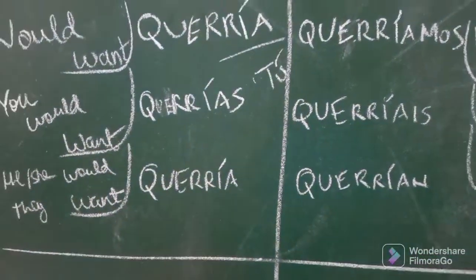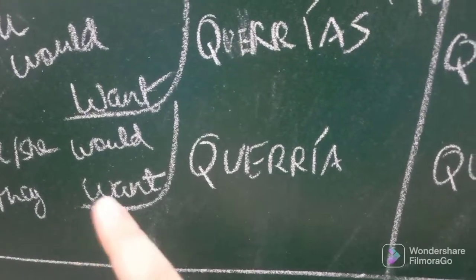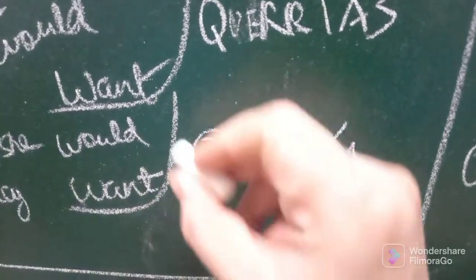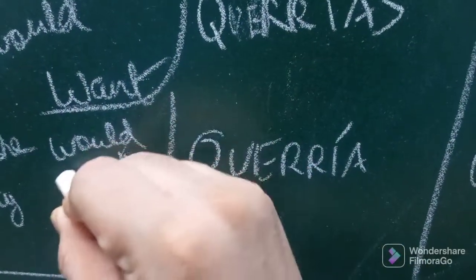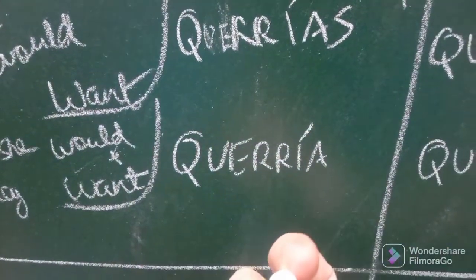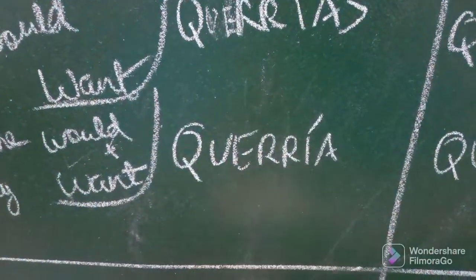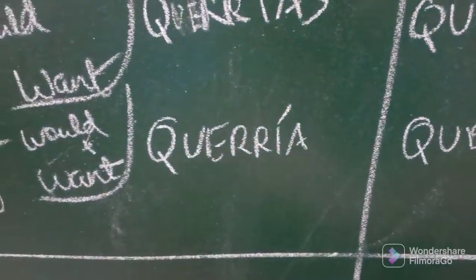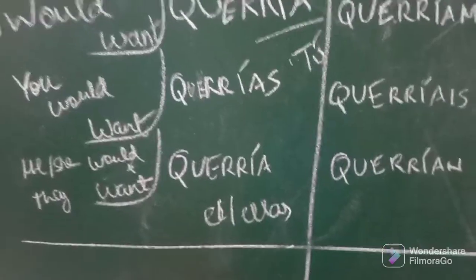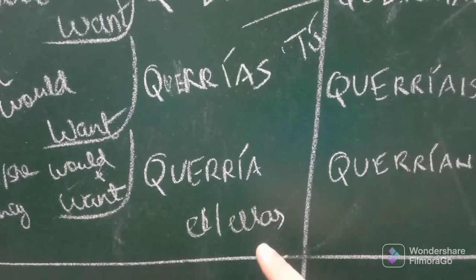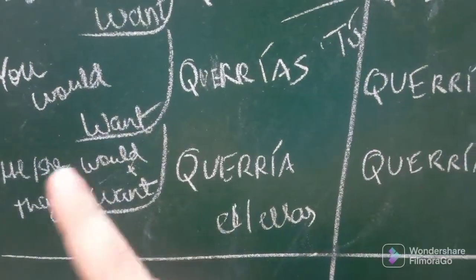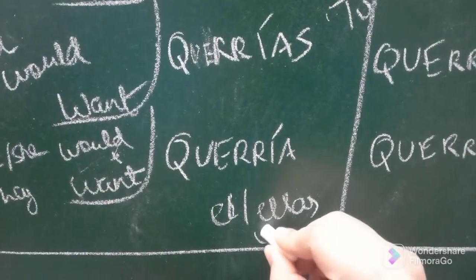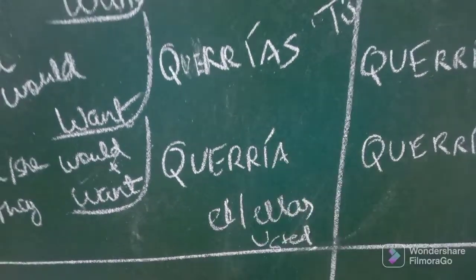And then he, she, they would want. Say with me, would. It's not would with an L, no, no L. Pronounce it as, hablas eso, would. He, she, they would want is querría. And the pronoun here for Spanish is él, ellas, and usted. Querría, would want.